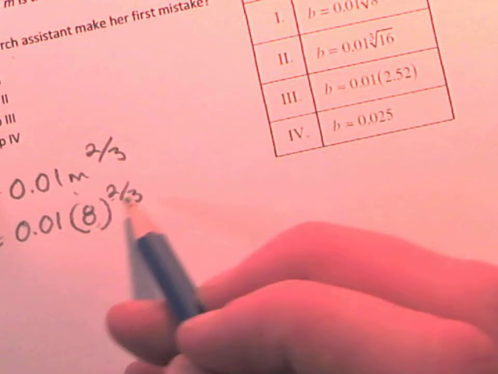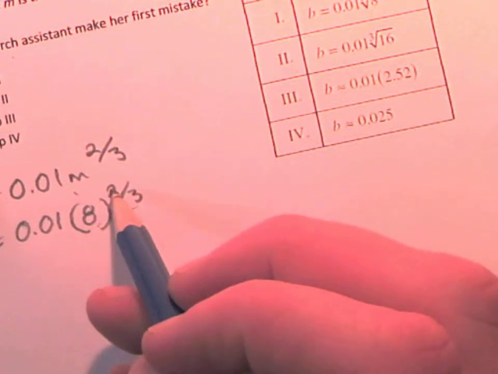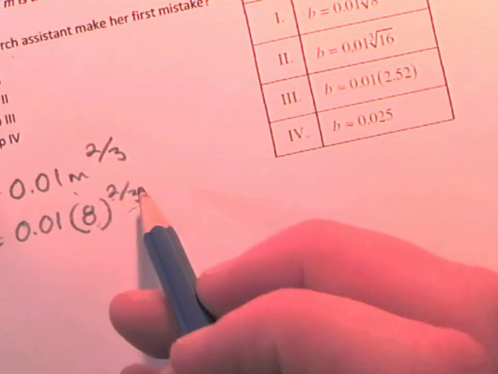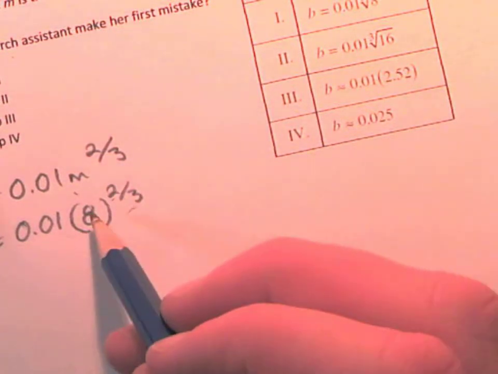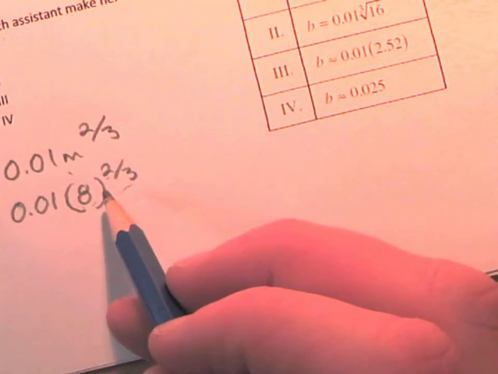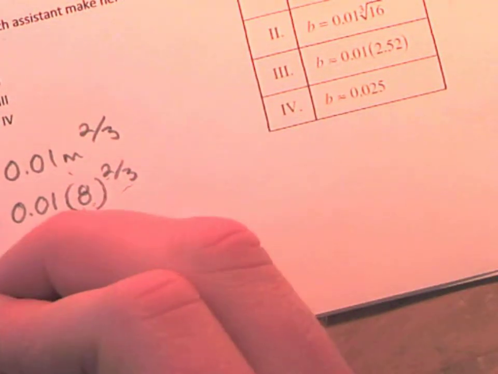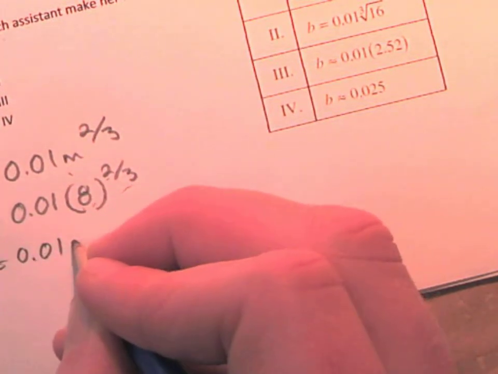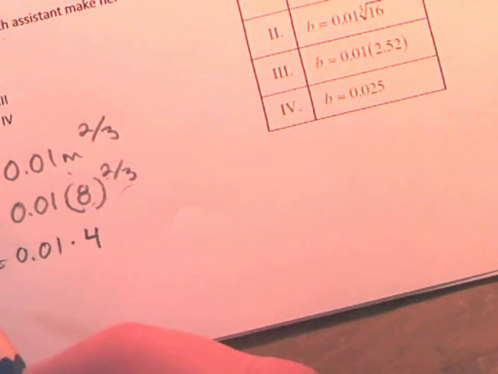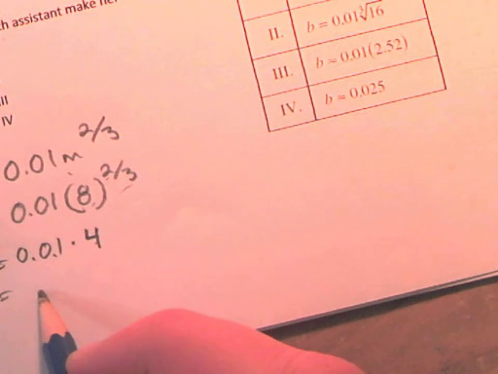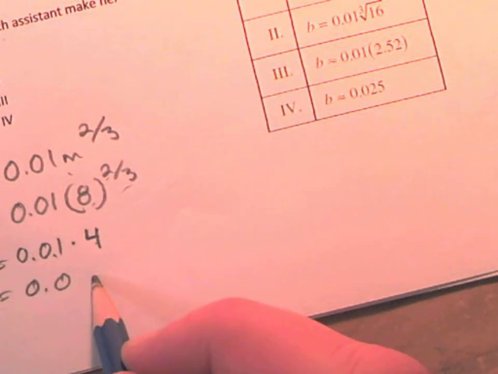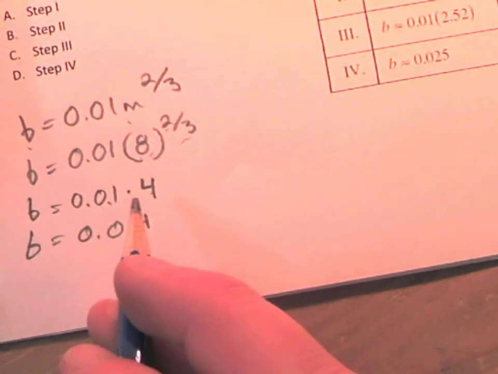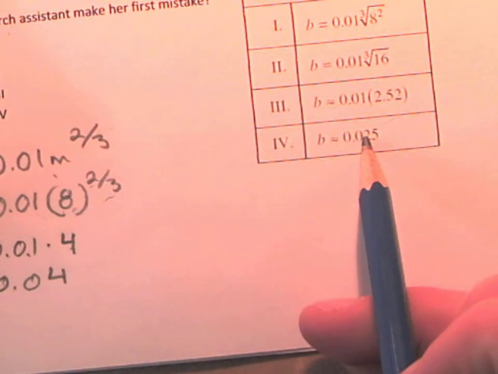Oh wait, other way, sorry. I can square it and then take the cube root, or cube root it then take the square. So cube root of 8 is 2, squared is 4, so B equals 0.01 times 4, and then 4 times 0.01 is 0.04. Okay, so I know that's the answer, and I know they didn't get there, but where did they go wrong?